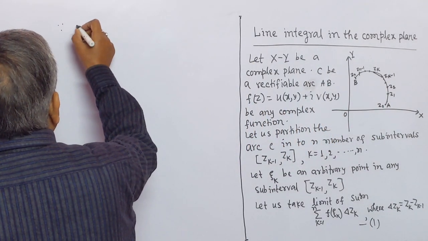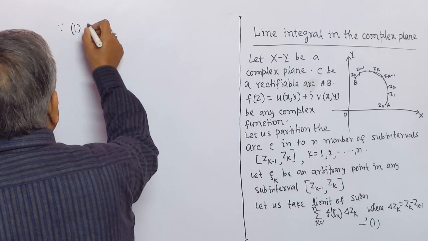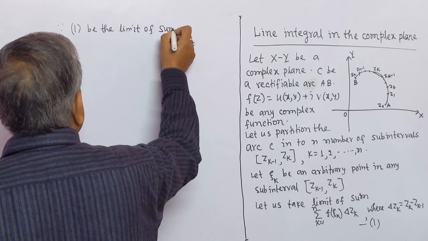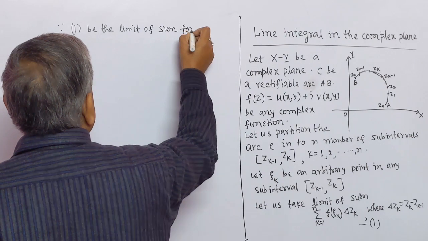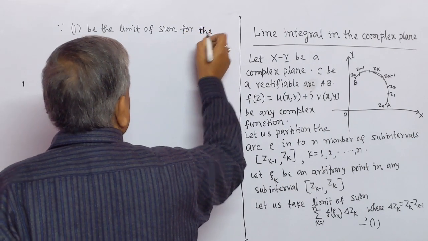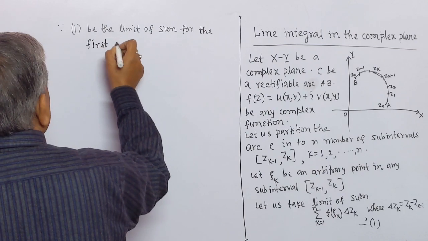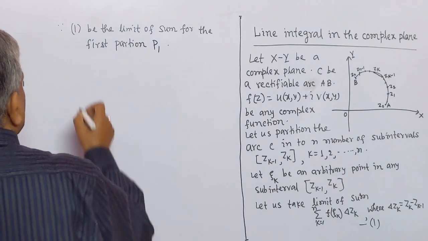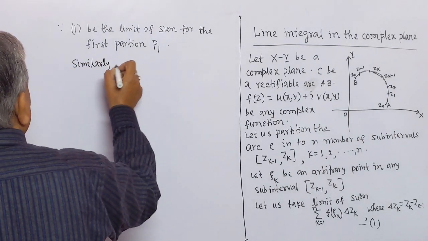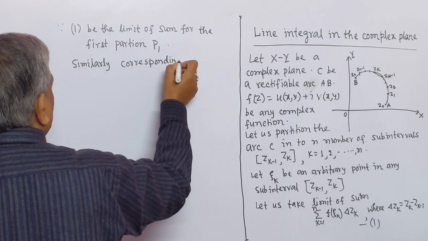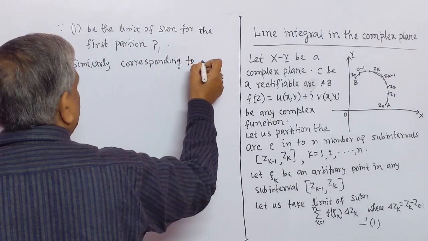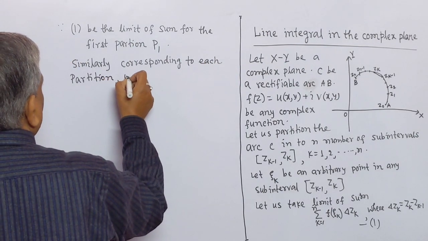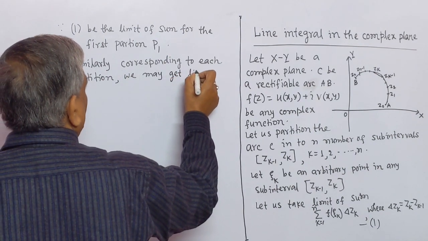Since 1 is the limit of the sum for the first partition P1, similarly, corresponding to each partition, we may get a limit of the sum.